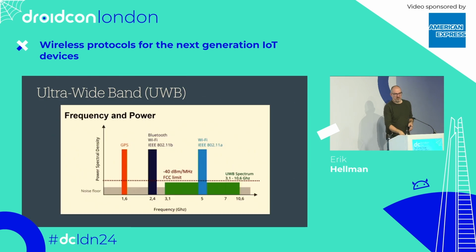For ultra-wideband, this one here. Yeah, it's divided up in channels. I don't remember how big the channels are. I would assume they're very small, like Bluetooth, like a megahertz or something like that. Yes.